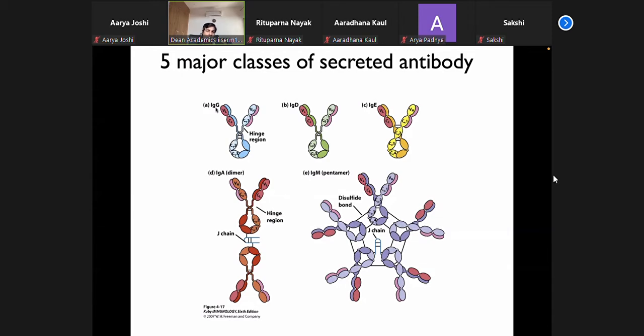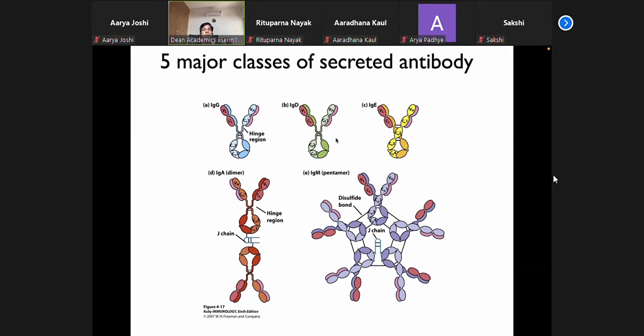Now, why we call it IgG is because of the heavy chain. And the heavy chain in IgG is gamma. In IgD, this is delta. In IgE, this is epsilon. IgA, this is alpha. And IgM, this is mu. So that decides these different five classes of antibodies, right? So IgG is present in circulation predominantly and in large abundance out of all these isotypes.